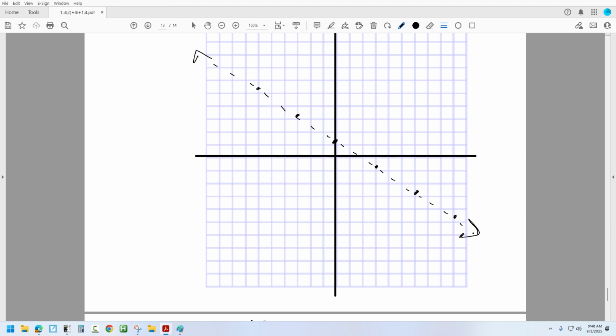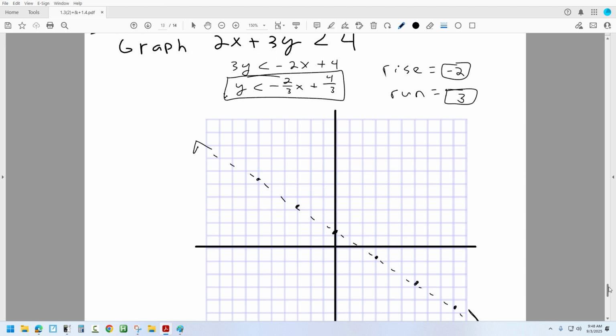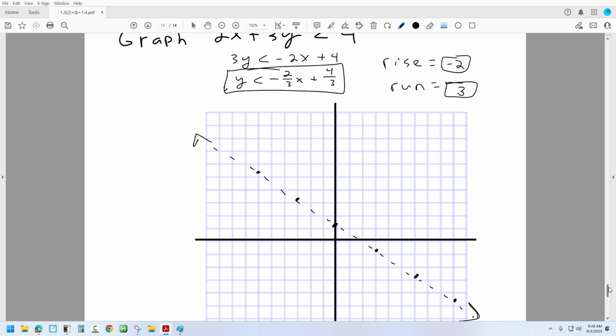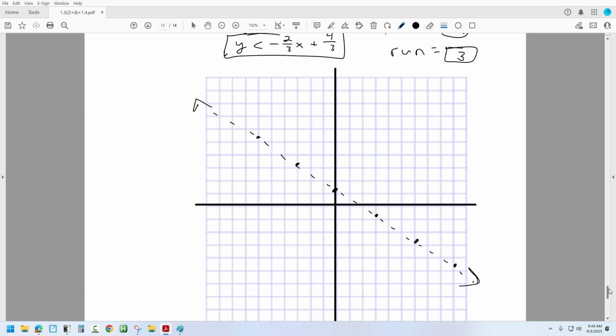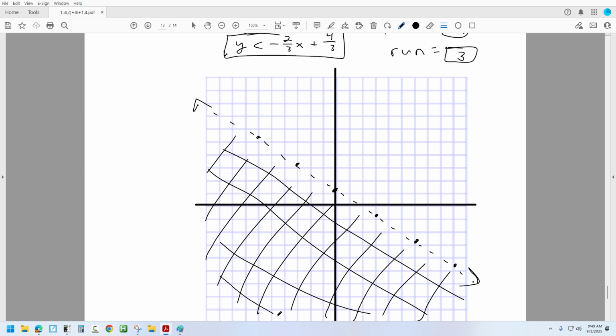And one more thing I need to do to graph this inequality, and that is to do what? Shade below. Yep. And Evan, right? Evan, we're going to shade below. Yep, because it's a less than symbol. And I usually just do something like this. And remember, that shading represents the solution set.